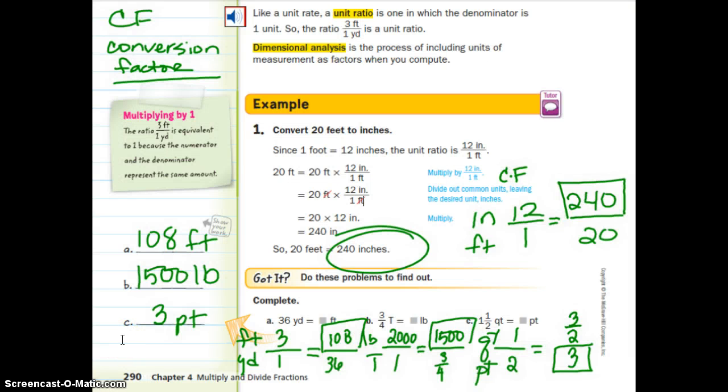Okay, so for A, I got 108 feet. For B, I got 1,500 pounds. And for C, I got 3 pints. I want to talk a little bit about these, though.